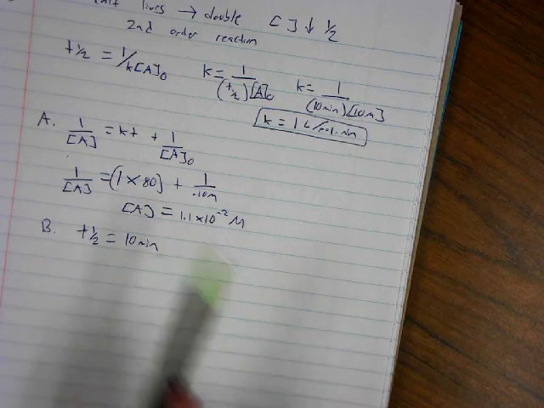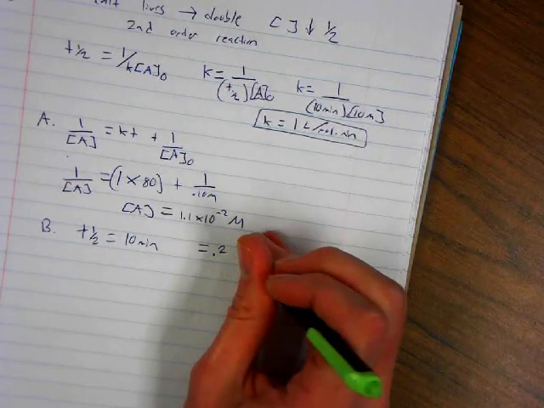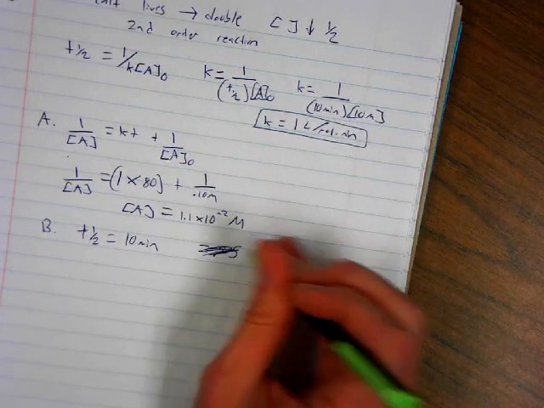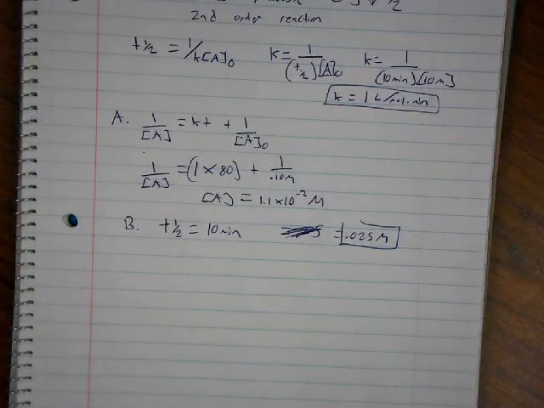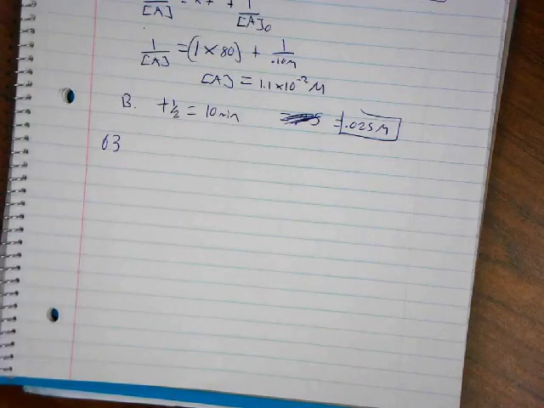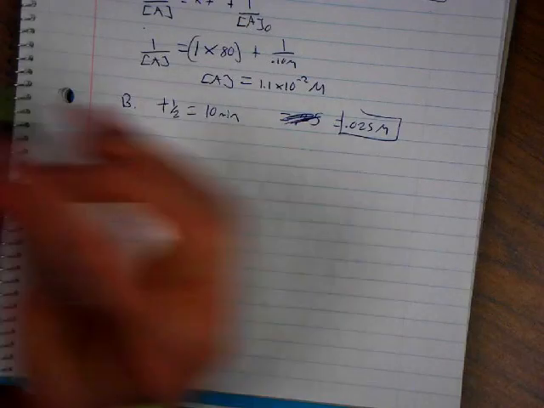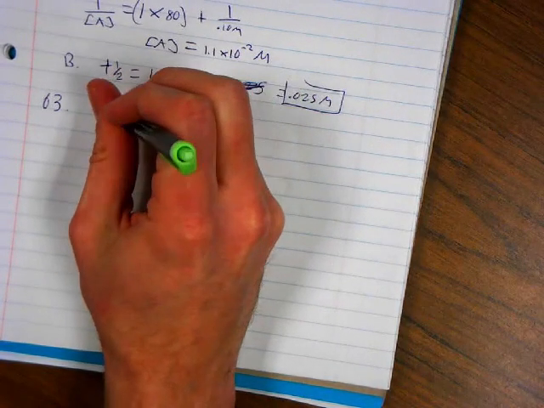So you're going to plug and chug the same thing with 30 minutes. You're going to do this exact same thing again, and for B, you end up getting 0.025 molar. That's probably more complicated than what you even have to do on the test tomorrow. So that's 57, 63. These get easier as we go.